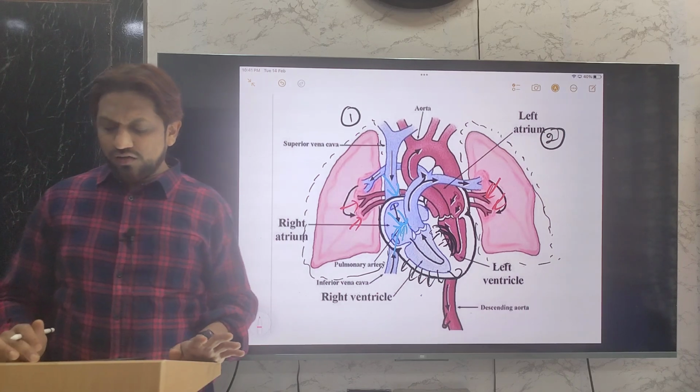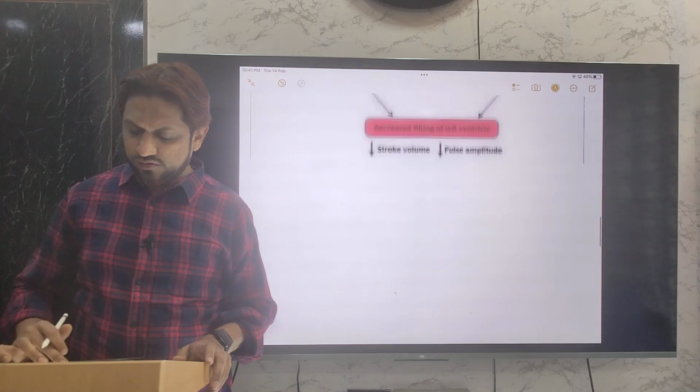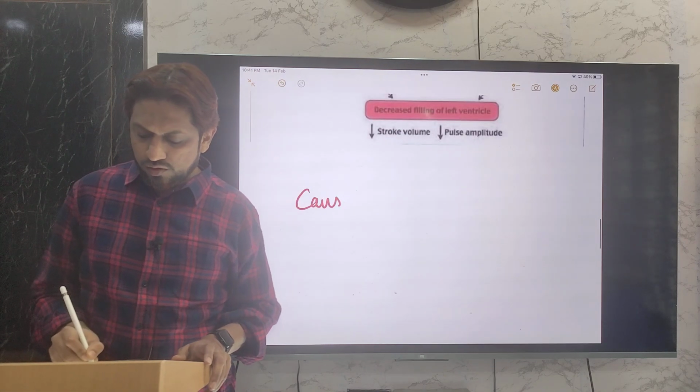Now, what are the causes of this pulsus paradoxus?